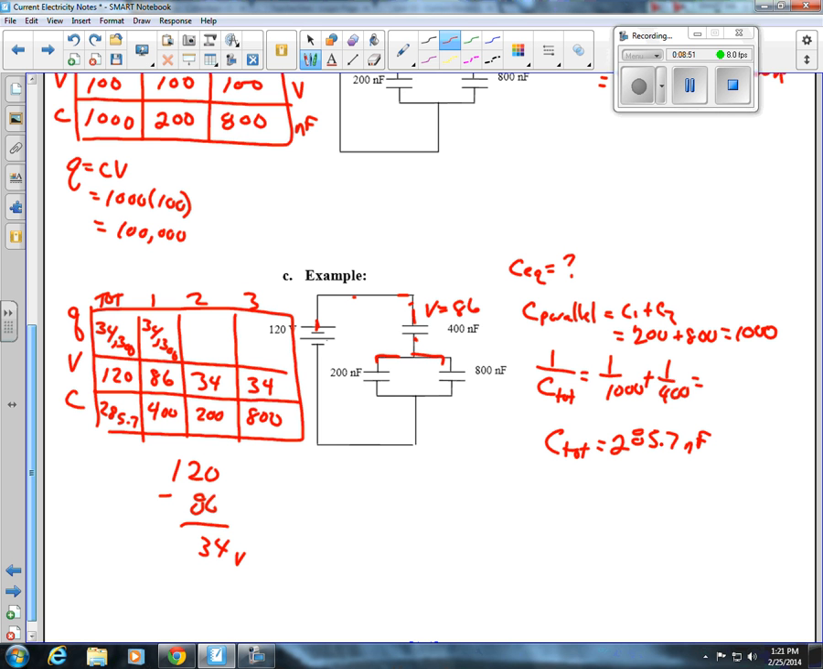Now, if I multiply to get my charge, I get 6,800 for this one, 27,200 for that one. And my check is to add those. If I add those, I get 34,000. And with rounding, that's pretty much the same.